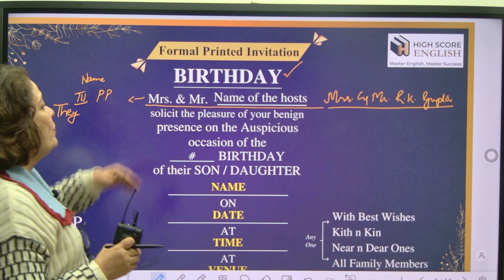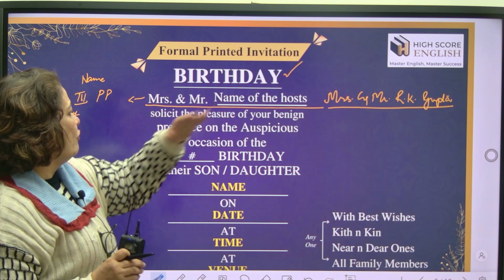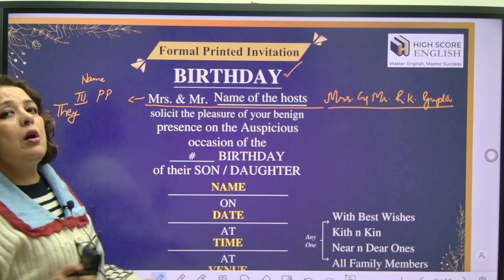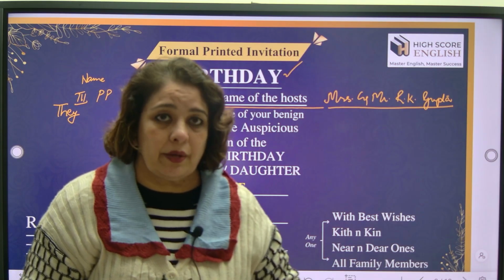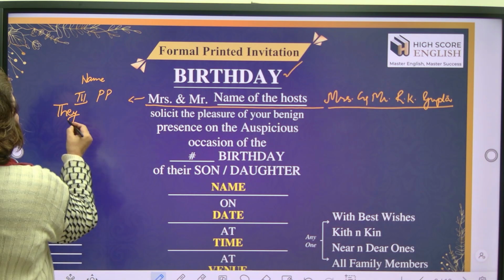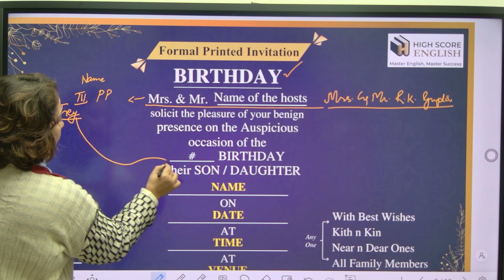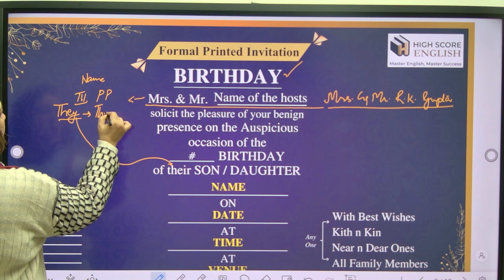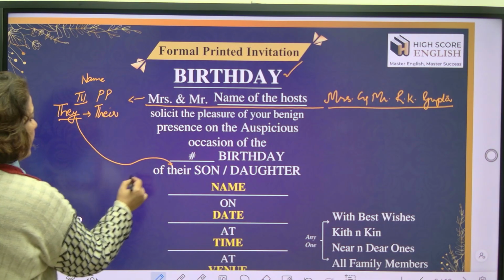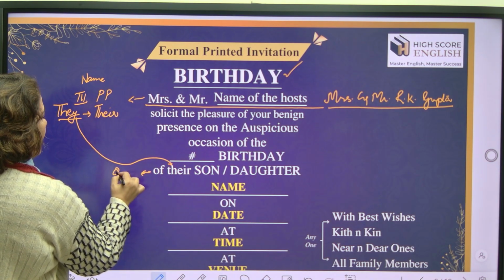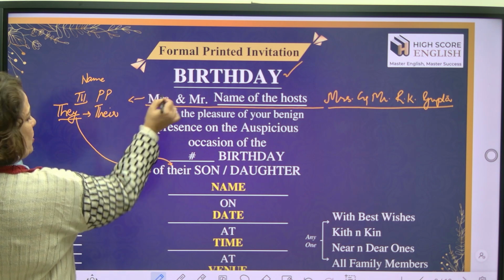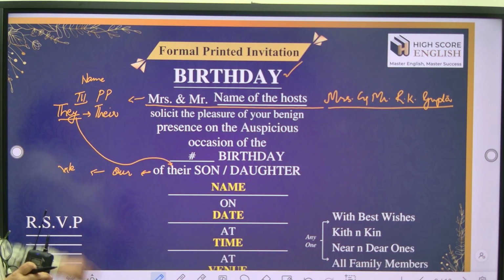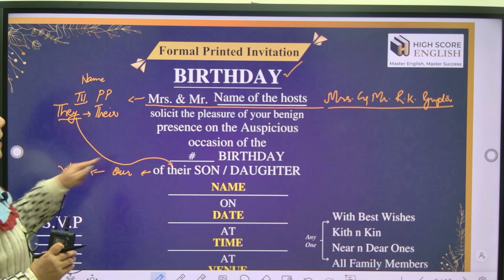Normally what the students do, Mrs. and Mr. R.K. Gupta solicit the pleasure of your benign presence on the occasion, important occasion of the first birthday of our son. They write our son. So how can it make a connection? If we are using they, then it has to be there. Okay. The relative pronoun is there. In case if you're writing our, then it should not be Mrs. and Mr. here. It should be we. So we is not there. The name is there. The name serves as they. That is why it has to be there.